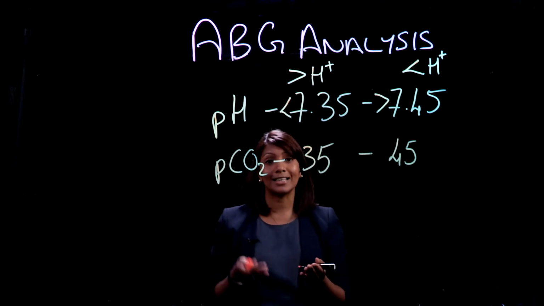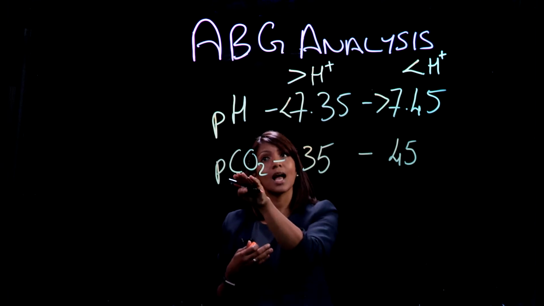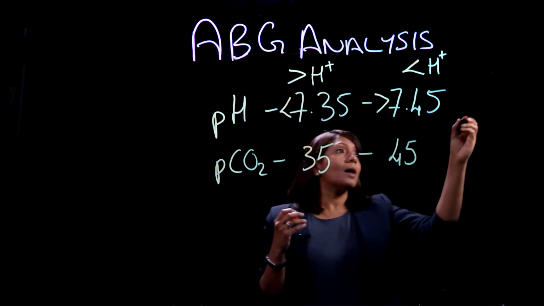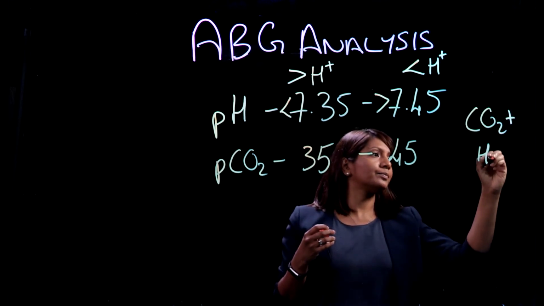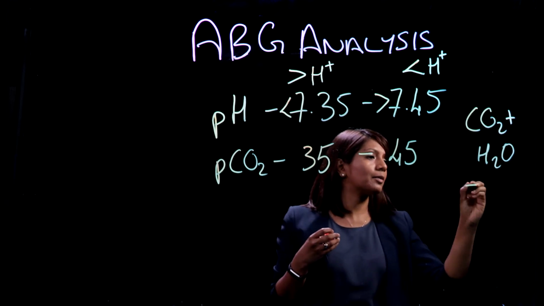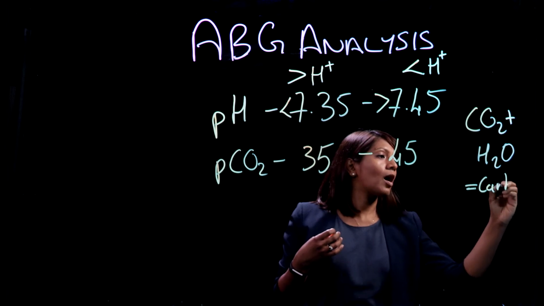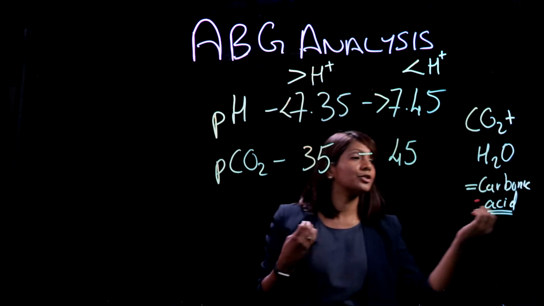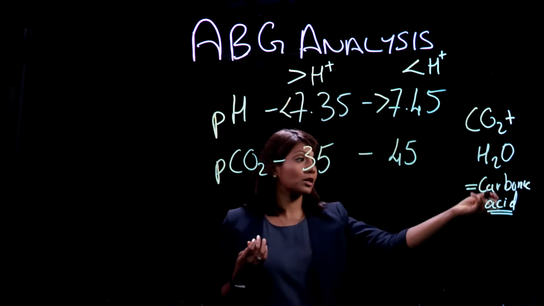So what exactly does that mean? Why does carbon dioxide affect the pH of the blood? Now, when carbon dioxide combines with water in our blood, that results in the production of carbonic acid. This is how I'd like to remember: carbon dioxide combines with water to produce carbonic acid.